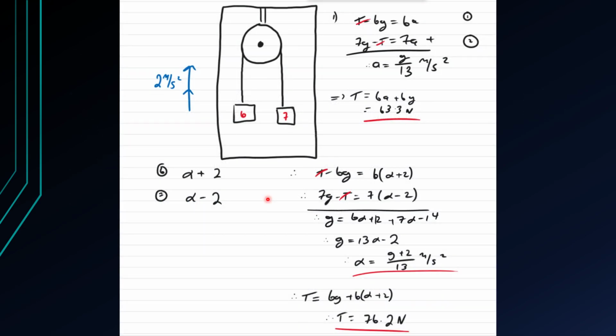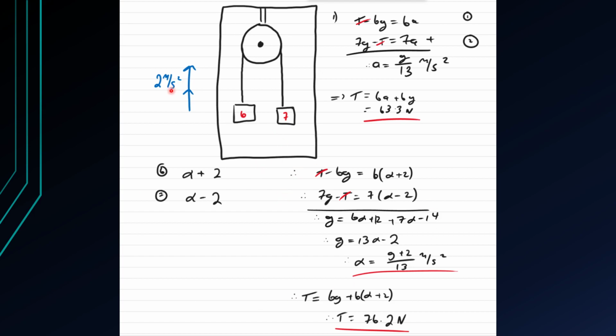So here is what is happening. I won't be going through how to get g over 13 and 62.3 newtons here, because that should all be fairly straightforward at this stage. We're just going to focus on this bottom part.